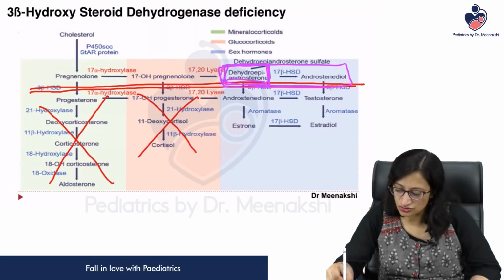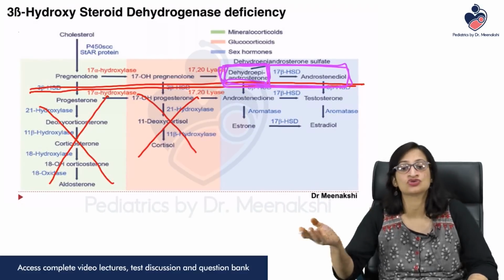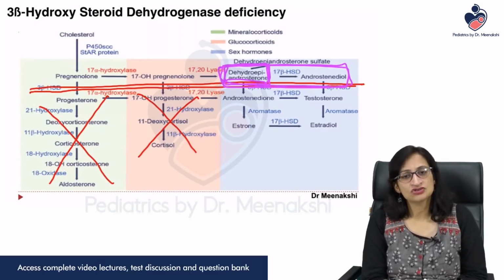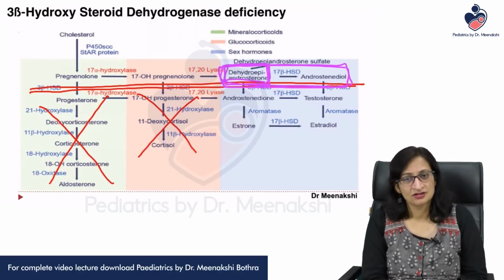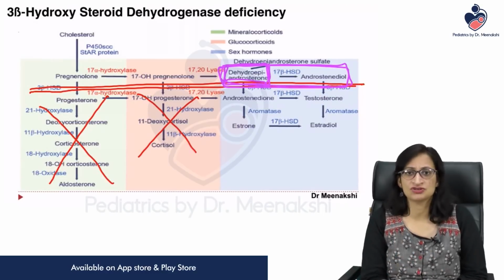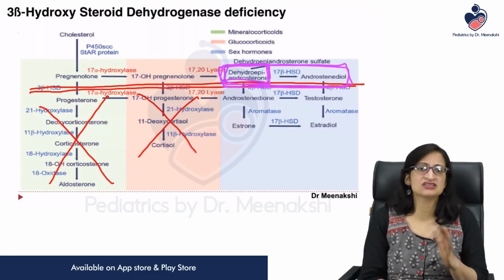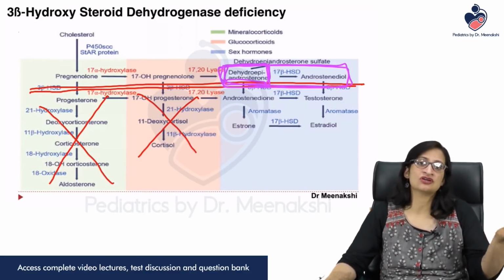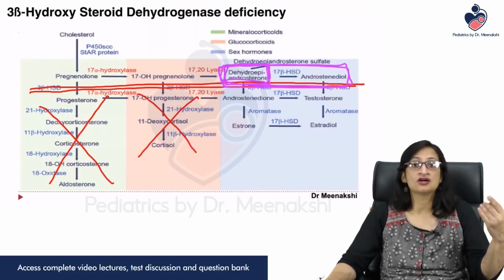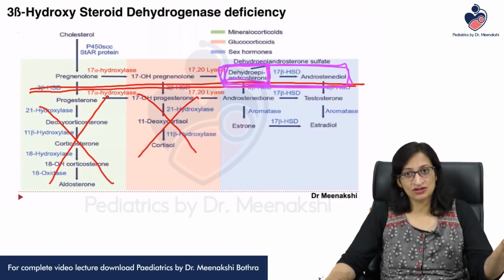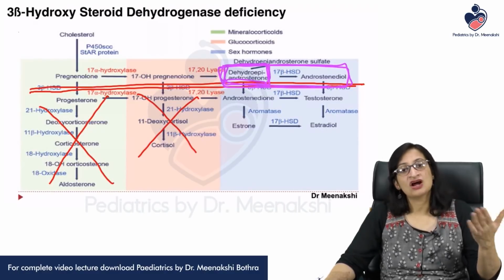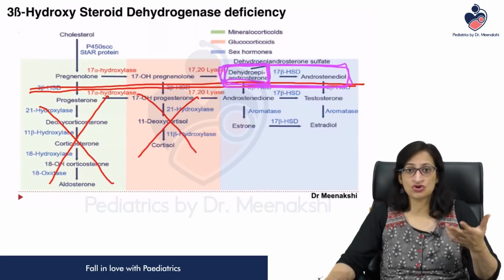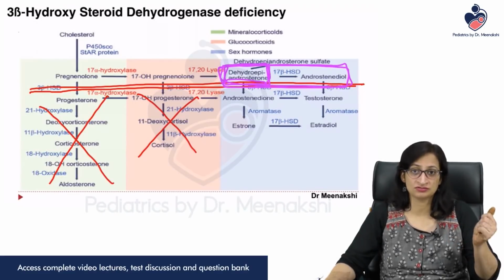Okay, excess of these are formed, but this is a weak androgen. DHEA is a weak androgen. So even though excess of this androgen is there, females will not have ambiguous genitalia, because DHEA is a very weak androgen. So females can just have some subtle features of androgen excess like hirsutism, acne, while males can have underdeveloped genitalia because DHEA is a weak androgen. It is not as strong as testosterone.